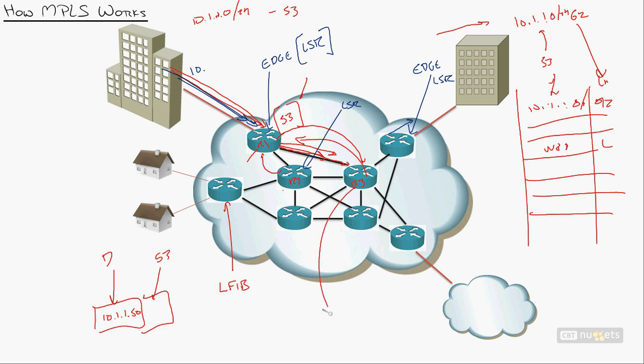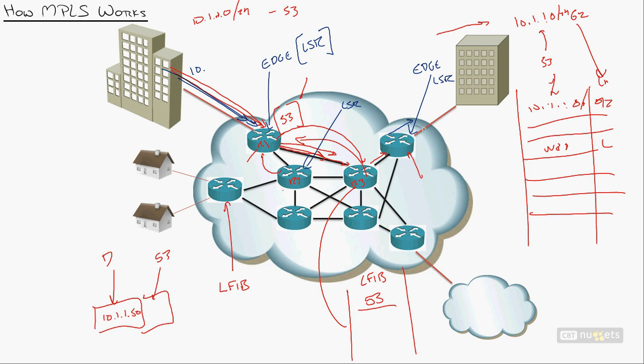When this router gets it, he pulls open his little LFIB, label forwarding database, and all that really says is, okay, if you see label 53 on your side, that's going to end up going to this router, and we're actually going to pop the label off. I know some of you are like, okay, I think I was kind of following until you said pop the label off. Why are you popping the label off? That's actually the technical term, by the way, pop the label.